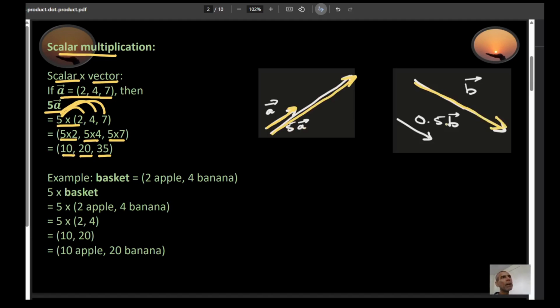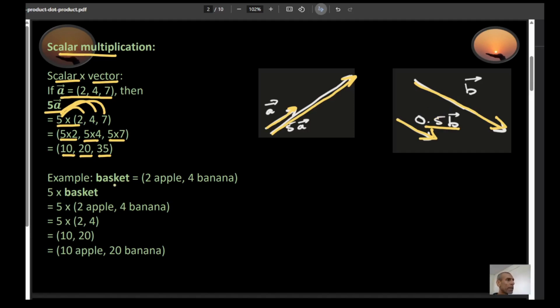And if this vector B I multiply by 0.5b, so in this case, it's going to scale down. The vector is going to become smaller because every single component, every single number in that vector is getting multiplied by 0.5, which is making the number half of that.